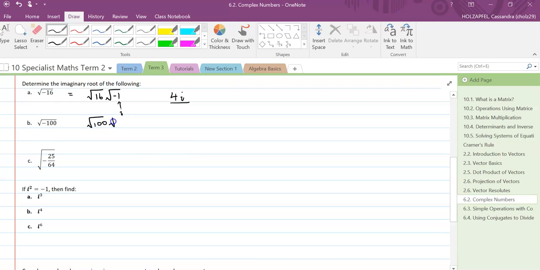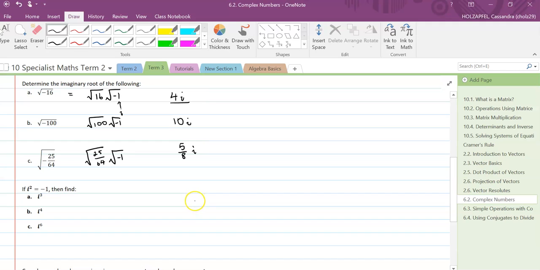So again, I can factorize out my surd, and I can replace the square root of 100 with 10 and the square root of -1 with i. One more example here. So this time we've got the square root of a fraction, -25 over 64. So we can simplify this so that we have the square root of 25 over 64 multiplied by the square root of -1. Now, the square root of 25 over 64 is going to be 5 over 8, and the square root of -1 is i. So those are our imaginary roots for the following numbers.